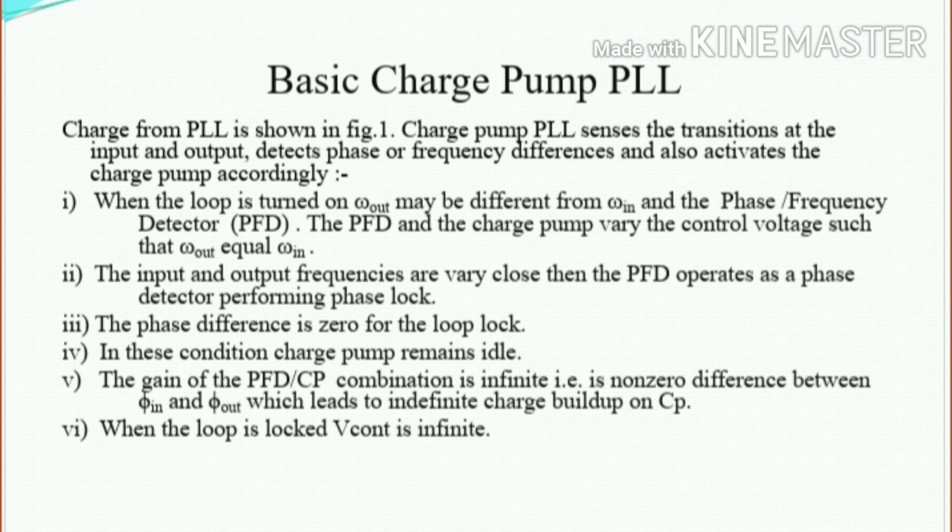Basic charge pump PLL. Charge pump PLL is shown in the figure. The charge pump PLL senses the transitions at the input and output, detects phase or frequency differences, and activates the charge pump accordingly. Condition 1: when the loop is turned on, omega out may be different from omega in, and the PFD and the charge pump vary the control voltage such that omega out equals omega in.